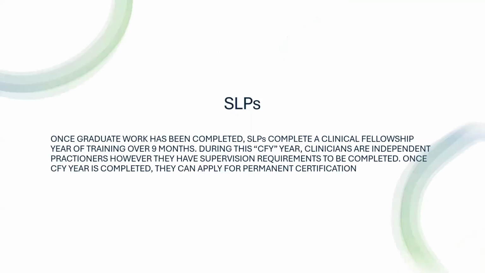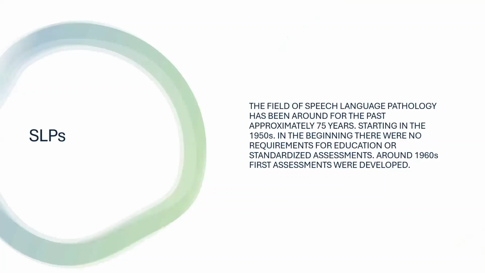So like I said, once your graduate work's been completed and you do your CFY year and you go for your permanent certification, you get your C's, and then what? What do you do, right? We're gonna talk about all the different types of diagnoses and things that you need to be aware of, but just a real quick history lesson. Speech therapy has been around as a profession for approximately the past 75 years, starting in the 1950s or so. In the beginning, there were no requirements for education, standardized assessments, or schooling, and then around the 1960s, assessments started coming.